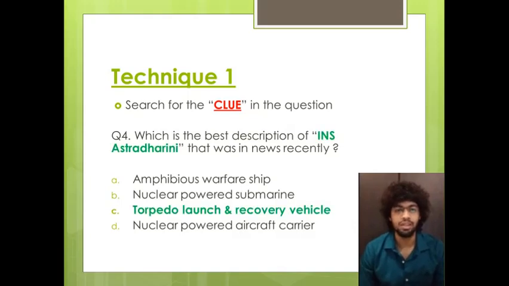Now option C talks about the torpedo launch and recovery vehicle. That is, it closely relates to the description, that is, the holder of Astra. That is, the vehicle would hold the astra, then it would launch the astra. So you see, this is how you can come to the right answer, and the right answer for this question is option C, torpedo launch and recovery vehicle.